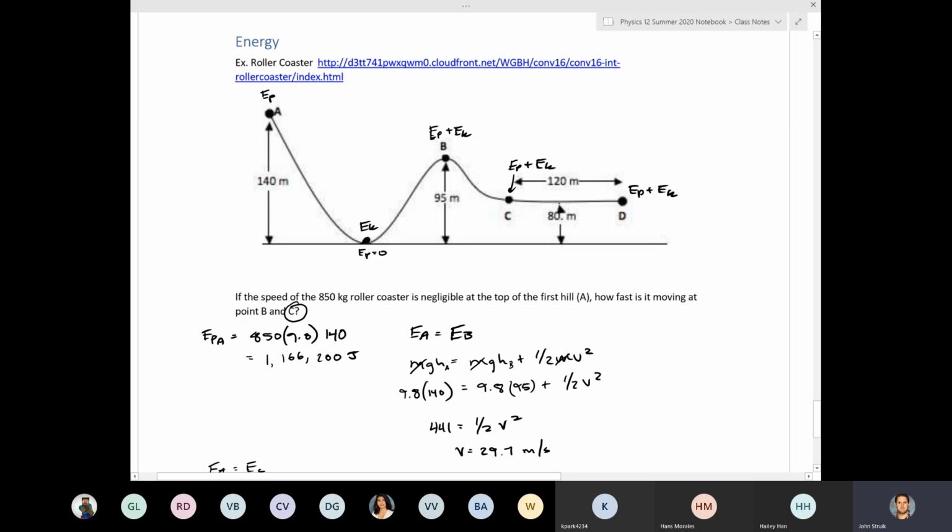Now, if there were heat, let's say there were friction between point A and B. Conservation of energy still exists. So the energy at point A will still equal the energy at point B. So the EP at A will equal the EP plus EK at B, but you will lose heat during the process.